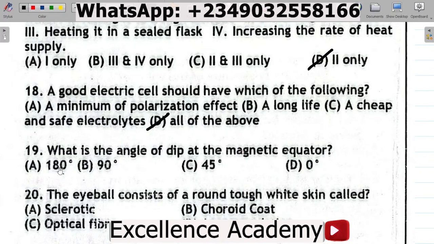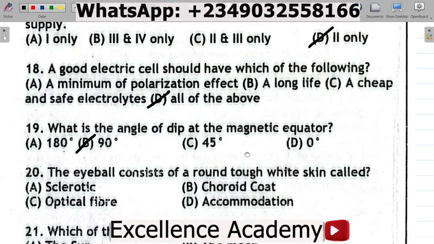A, 180 degrees. B, 90 degrees. C, 45 degrees. D, 0 degrees. Now, this is under the topic magnetic field, all right? For the correct answer here, the correct answer is B. It's at 90 degrees, all right? So 90 degrees is the angle of dip at the magnetic equator, all right? So you can check the video or your text on magnetic field and you see more explanation on this.